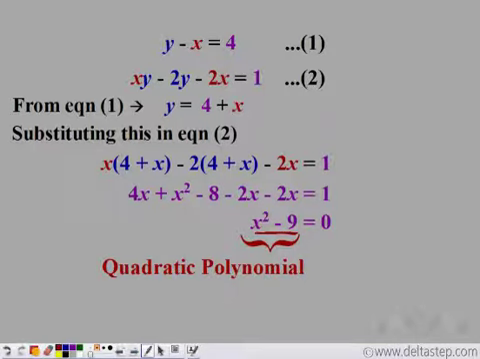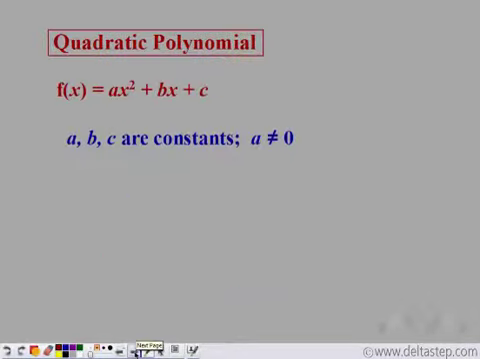Do you recall what are quadratic polynomials? Quadratic polynomials are the polynomials of degree 2. So the general form of a quadratic polynomial in one variable is given by this. Here the variable is x and a, b and c are the constants. So x is the variable, a, b and c are the constants here. This is a quadratic polynomial in one variable. Note that a cannot be 0. Because if a is 0, this part goes away and it is no longer a quadratic polynomial.